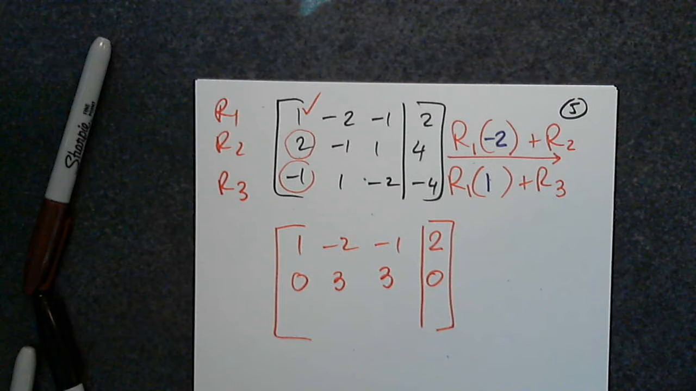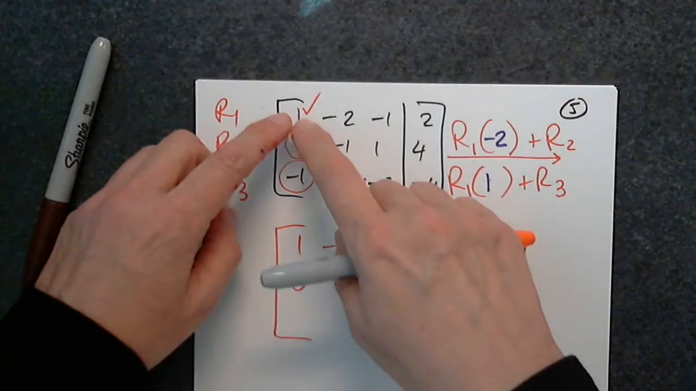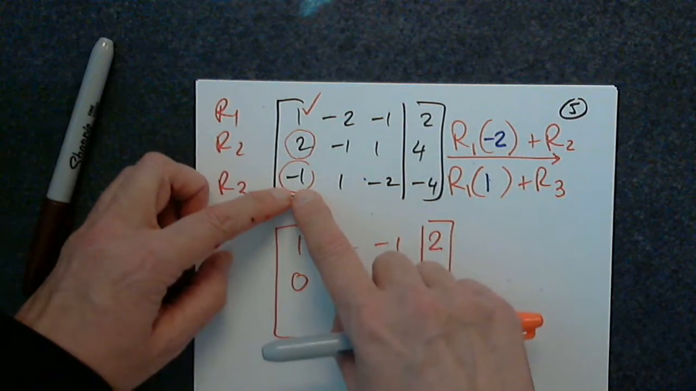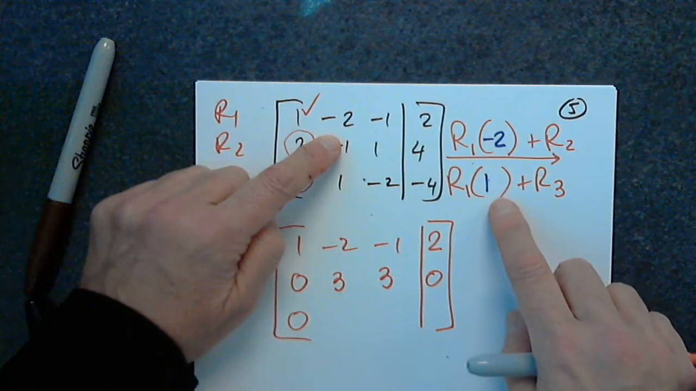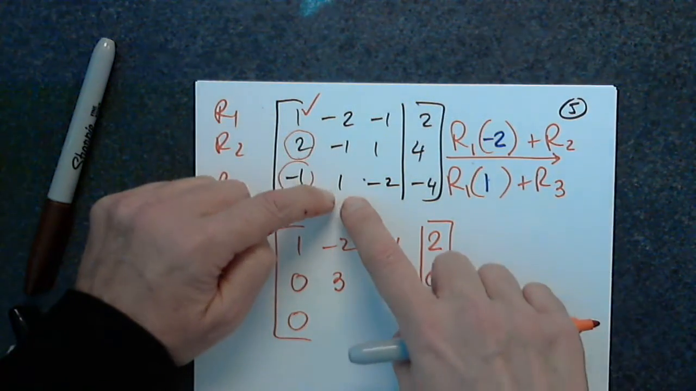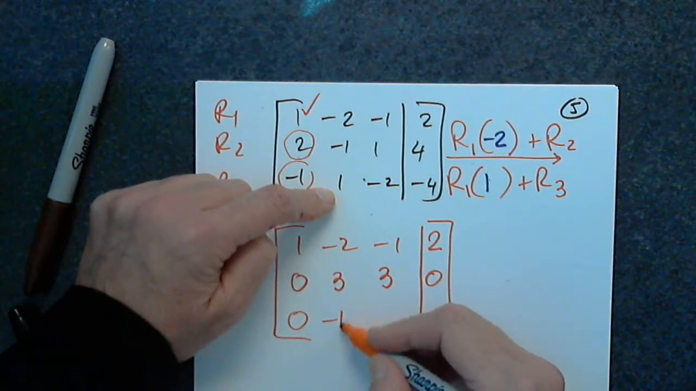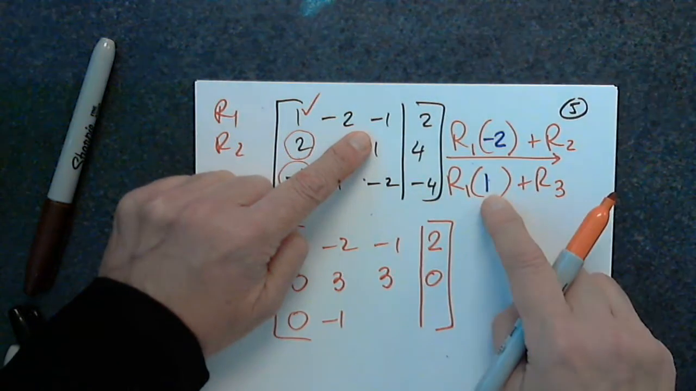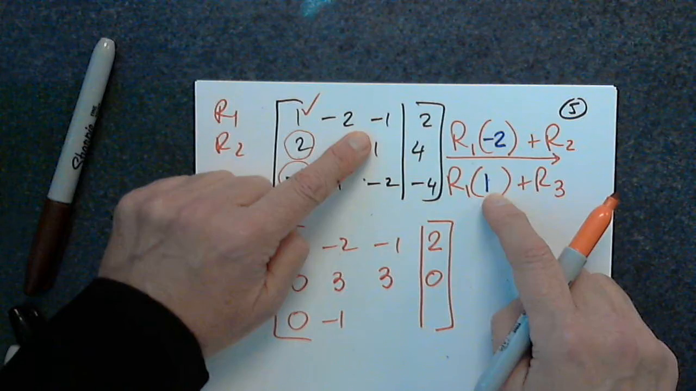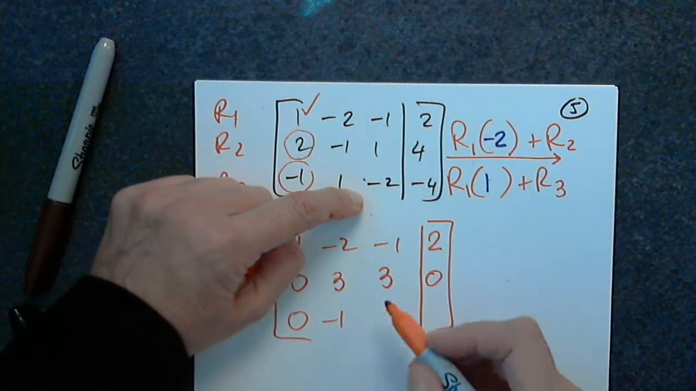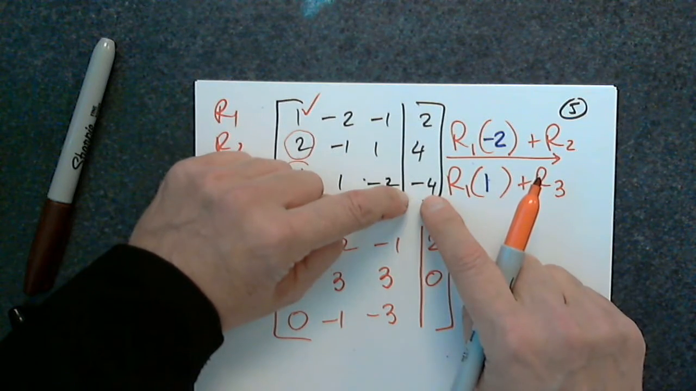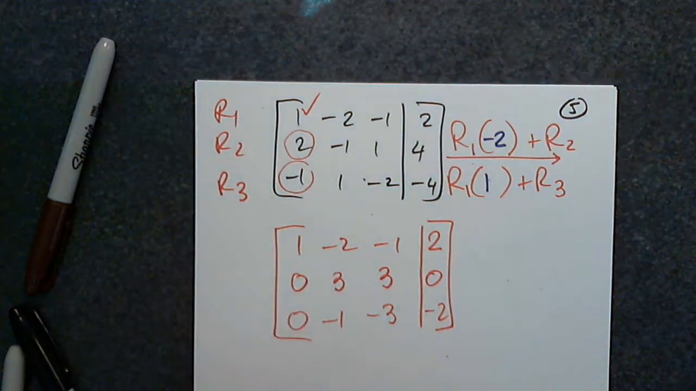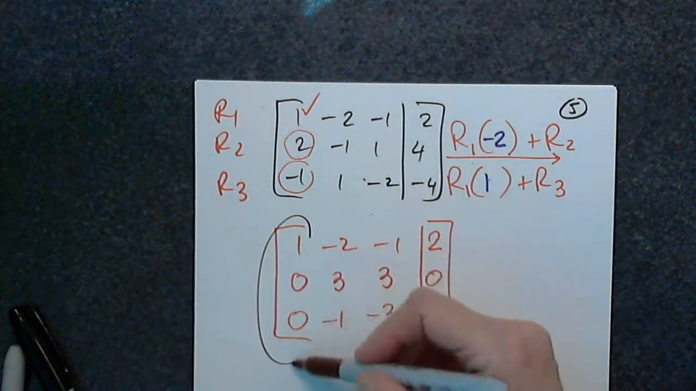We will repeat with a totally different number corresponding to the third row. Ready? 1 times 1 minus 1. Negative 2 times 1 plus 1, negative 1. Negative 1 times 1 minus 2, negative 3. 2 times 1 minus 4. What have we accomplished? A lot. This is done.